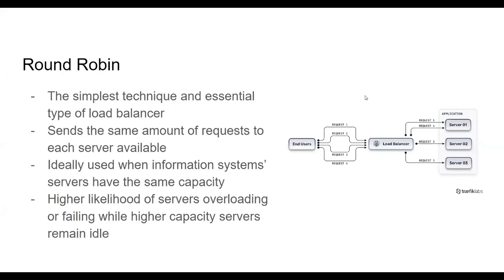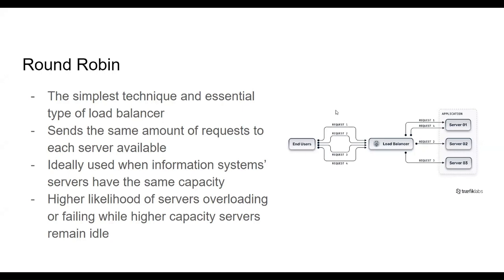So the simplest of all load balancers is the round robin technique. The load balancer sends the same amount of requests to each server available by cyclically distributing incoming requests to a group of servers. This load balancer is ideally used when information system servers have the same capacity, because otherwise there is a higher likelihood of servers overloading or failing, while higher capacity servers remain idle during use.